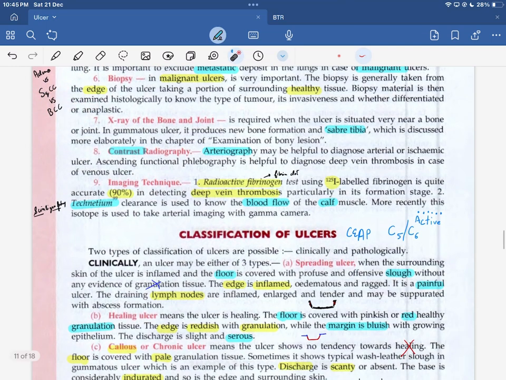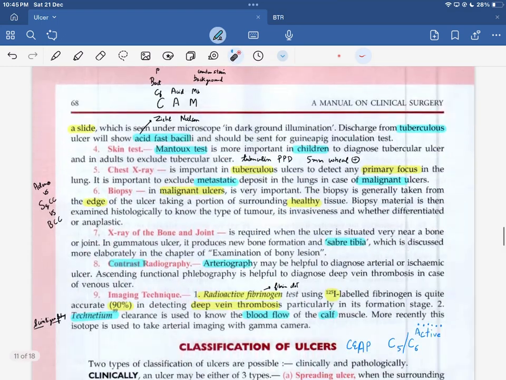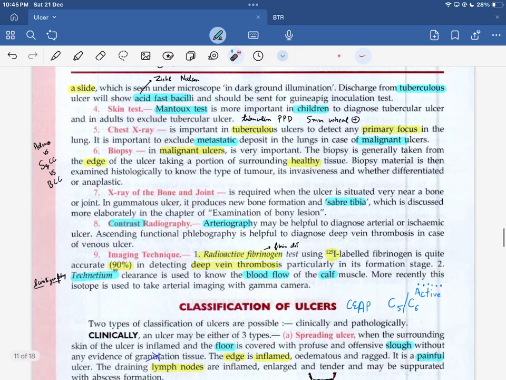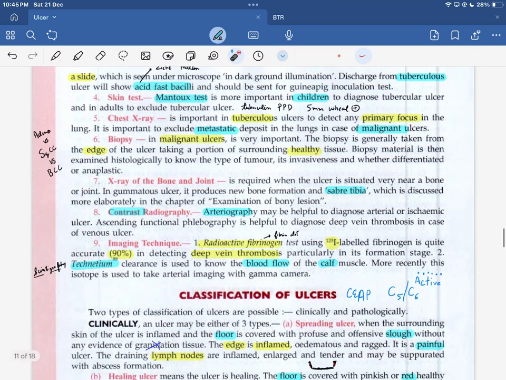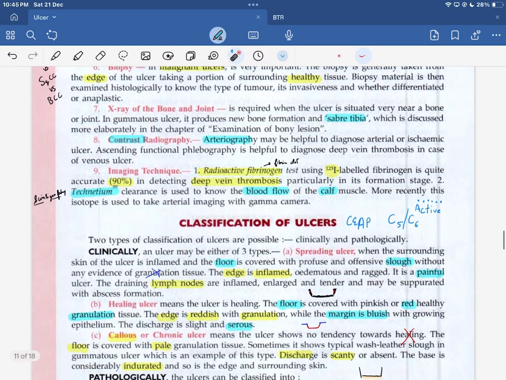Then x-ray of the bone and joint, right? So yeah, this was left, right? The syphilis part, we're going to be dealing with it again, but here we can see there's a thing called saber tibia. The saber tibia is literally bending of the tibia in syphilis, right?